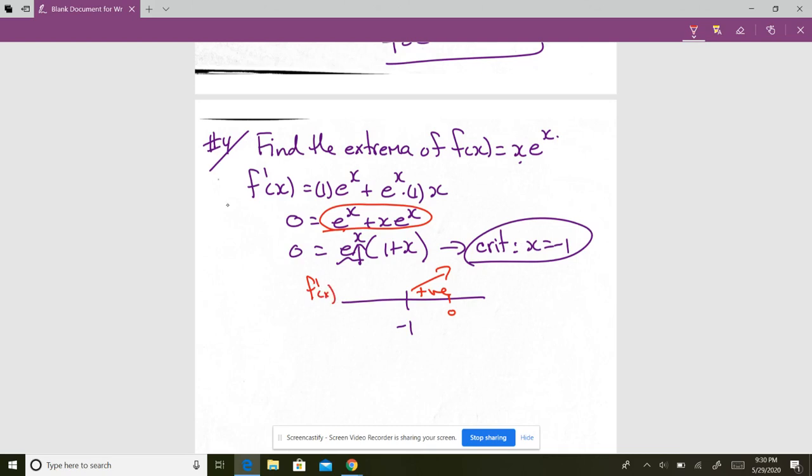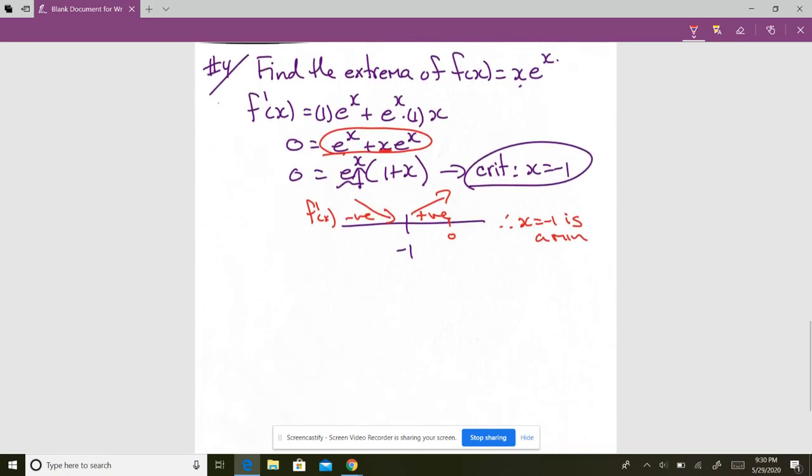If I put in -2, we have 1 over e to the e squared, or e to the -2, which is going to be a positive number. Same with this, but -2 is going to make this negative, so the whole thing becomes negative. You can test that, so it's decreasing. Therefore, -1 is a min. Should write x equals -1 is a min.